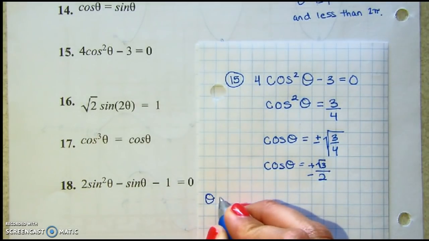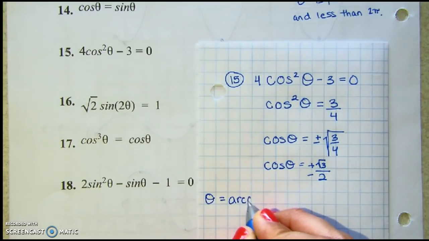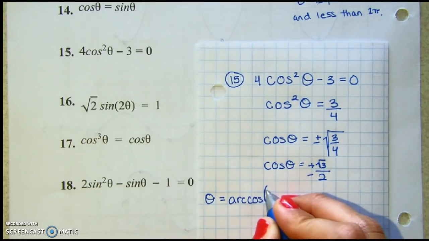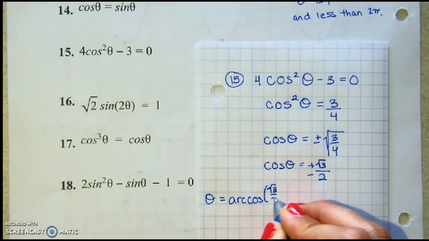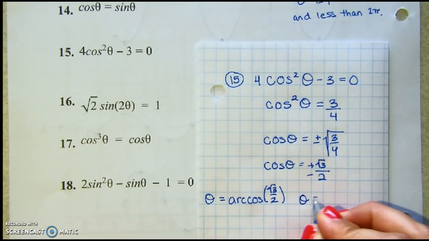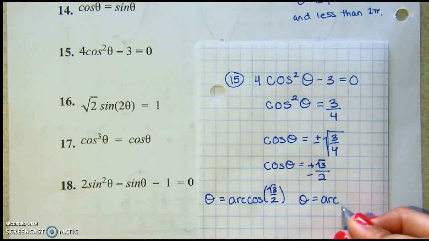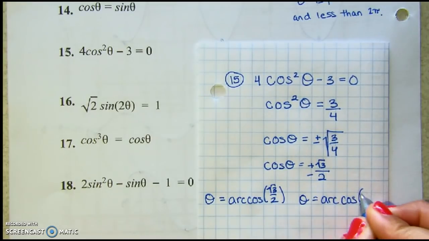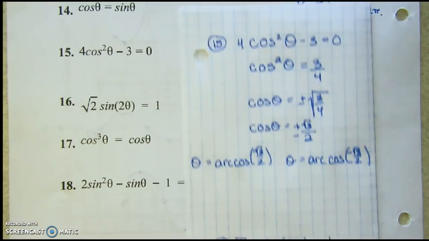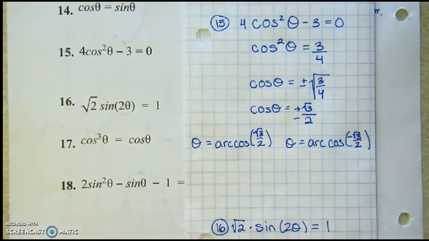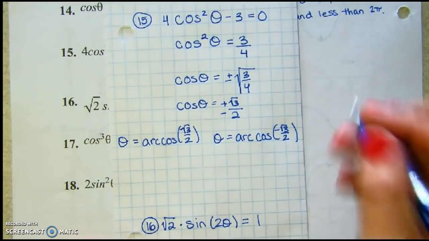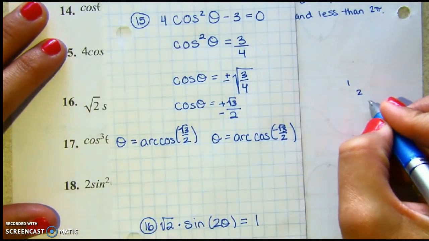So we have two answers here. Theta will equal the arc cosine of positive square root 3 over 2, and theta will also equal the arc whose cosine is negative square root 3 over 2. All right, my work is so beautiful here in my math problem. I'm going to go to my margin. 1, 2, 3, 1, 2, 3.